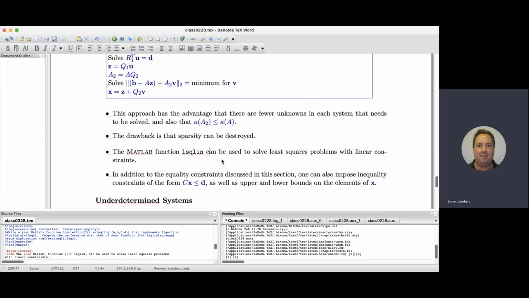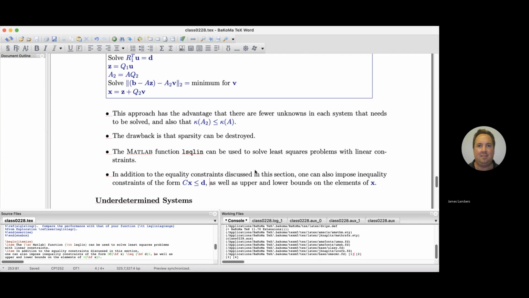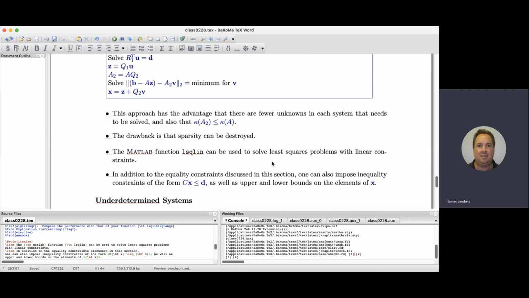Now, here we only considered equality constraints. C transpose X must equal D. You can also have constraints of this form where you have some matrix C times X, and all the elements of this vector must be less than or equal to the elements of this given vector. You can also impose upper and lower bounds on the elements of X. Okay.